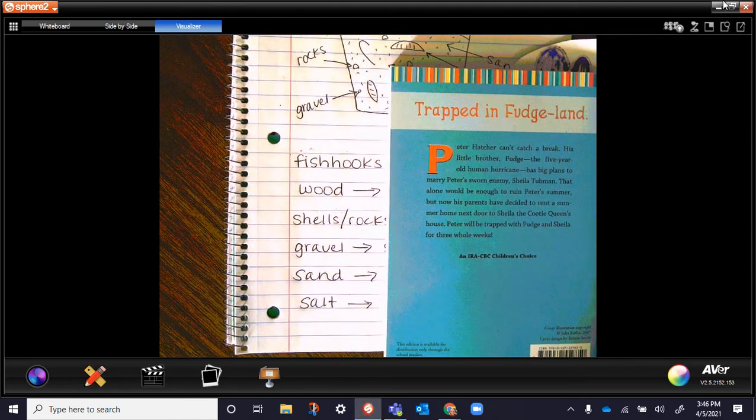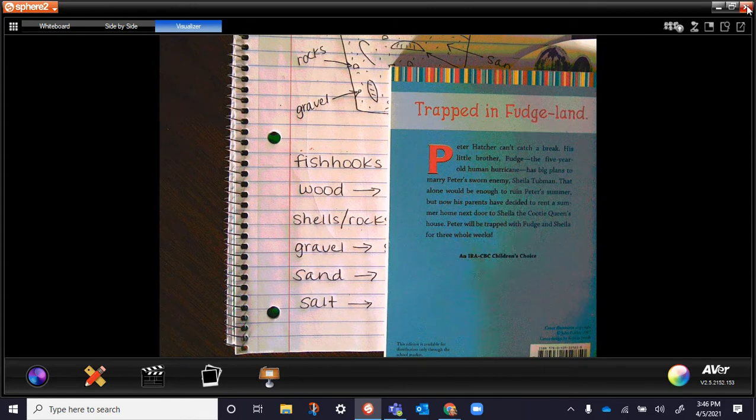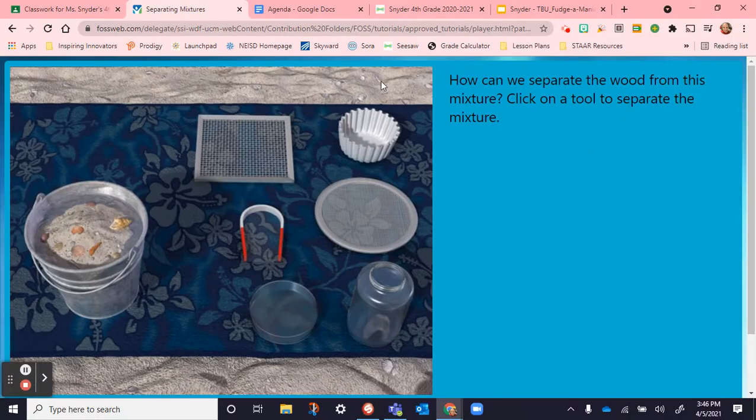So think about the properties of that, the density. Think about magnetism. Think about the shapes, the colors, the material that it's made of, the size, all of those things when you're considering what tool would be appropriate.